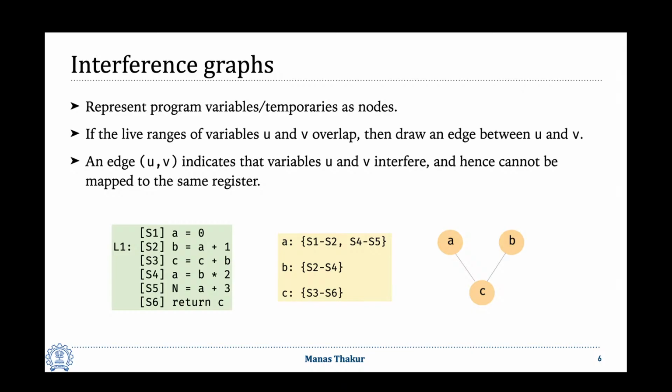Their live ranges interfere. A is live from S4 to S5 and C is live from S3 to S6. These are interfering, and hence there is an edge from A to C. Similarly, there is an edge from B to C. There is no edge between A and B because A is live here and here, whereas B is live from here to here. These live ranges do not overlap, and hence there is no edge between A and B.